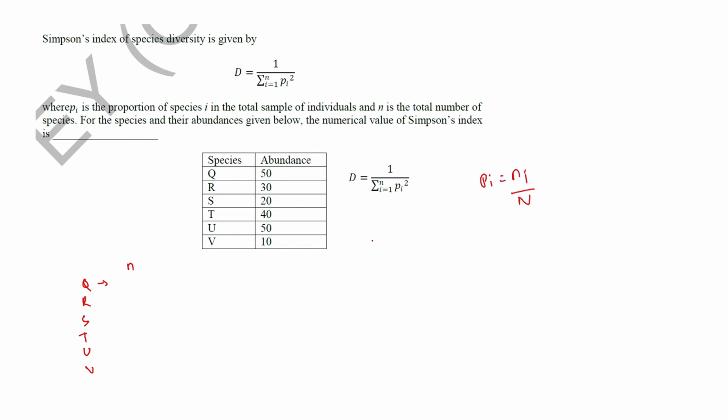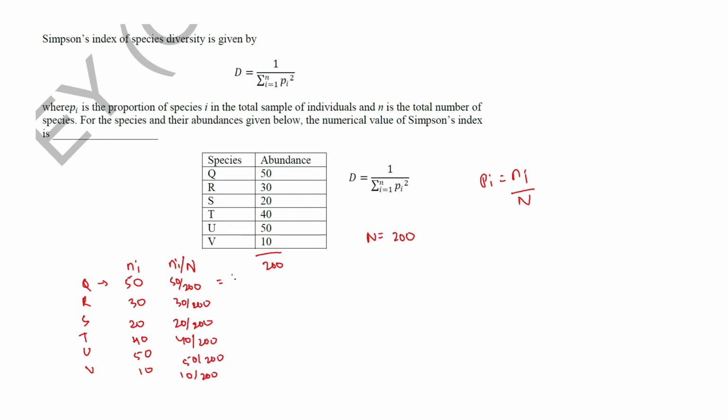Okay, so here n equals how much? If you count it total, you will get 200. So you have to count what is ni. Ni here is given as 50, 30, 20, 40, 50, and 10. Whereas ni by n will give you how much? 50 by 200, 30 by 200, 20 by 200, 40 by 200, and so on. So we have to take it out as decimal values.